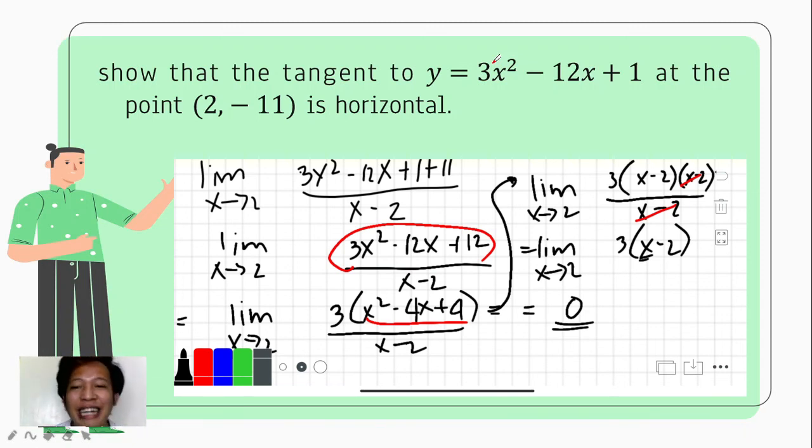Kasi nga, yung ating tangent line is horizontal. So we have just proven that our tangent line is horizontal.